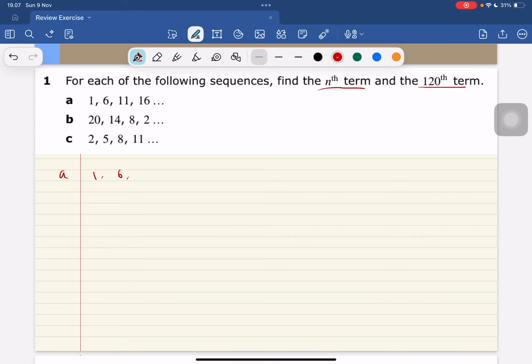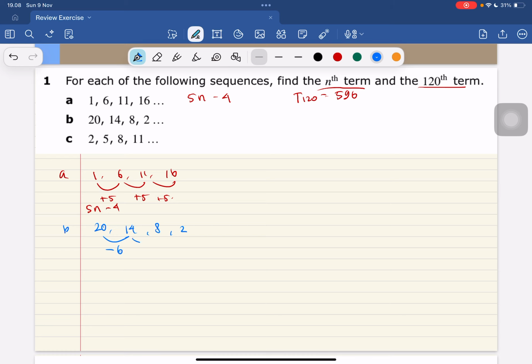So 1, 6, 11, and 16. Find the difference: it is plus 5. We only got one difference, so it's going to be 5n. And to make it 1, we need to minus 4. So this is 5n minus 4. So T120, we just change n to 120: 5 times 120, which is 600, minus 4 is 596.